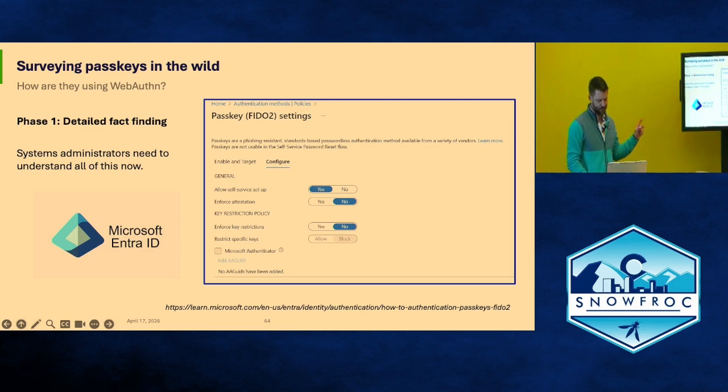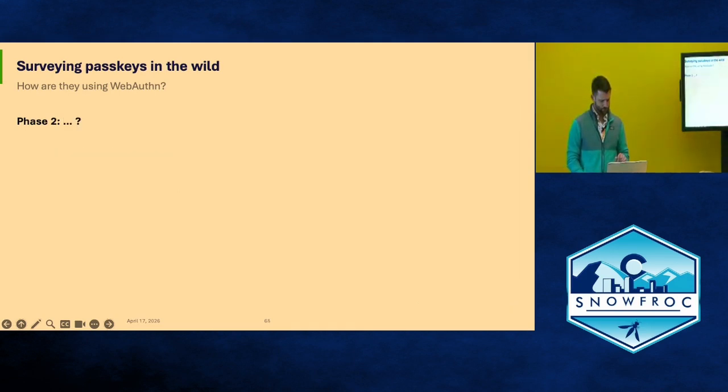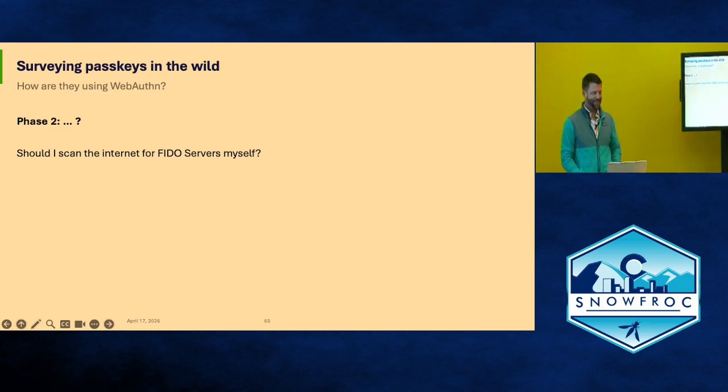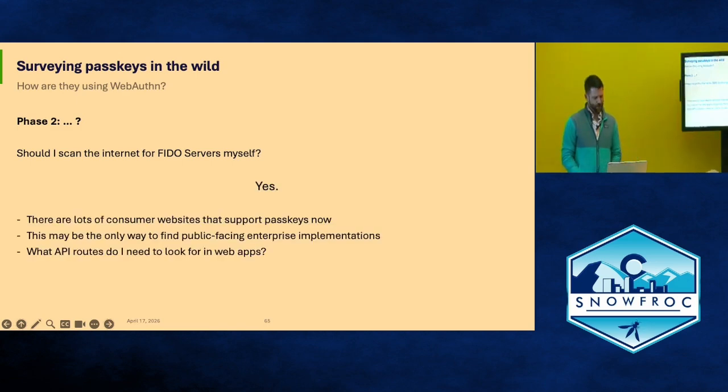I also think that authenticator spoofing is possible, because I did one once. Okay, what goes here? You think hard about it. Maybe I should scan the internet for FIDO servers. I talked about this at the beginning. Like, why not? This can't be that hard, right? Okay, yeah, why not? There are lots of things that are supporting passkeys now. I want to see what they're doing. I want to see how many people are doing passkeys. I want to see what the public-facing interface attack surface looks like for it. I don't know exactly what I'm looking for, but that's what fact finding does, right?